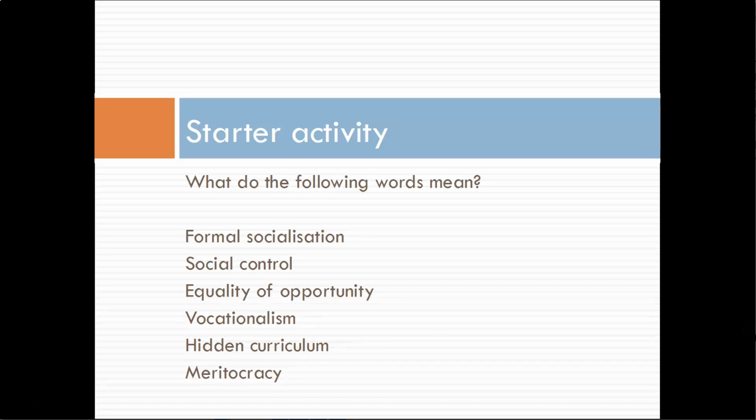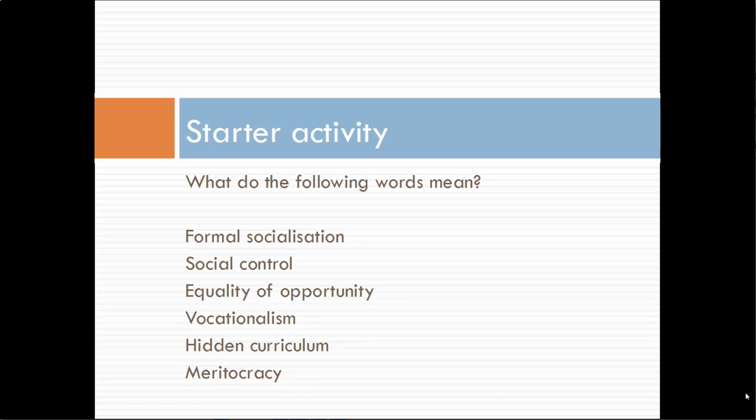As a starter activity, let's just see if we can remember what the following things mean. Formal socialization, social control, equality of opportunity, vocationalism, hidden curriculum, and meritocracy. Okay, so I'll pause here. You pause while you write down your answers to those, and then when you've done that, unpause, and then we'll see what the answers were. Okay, pause now.